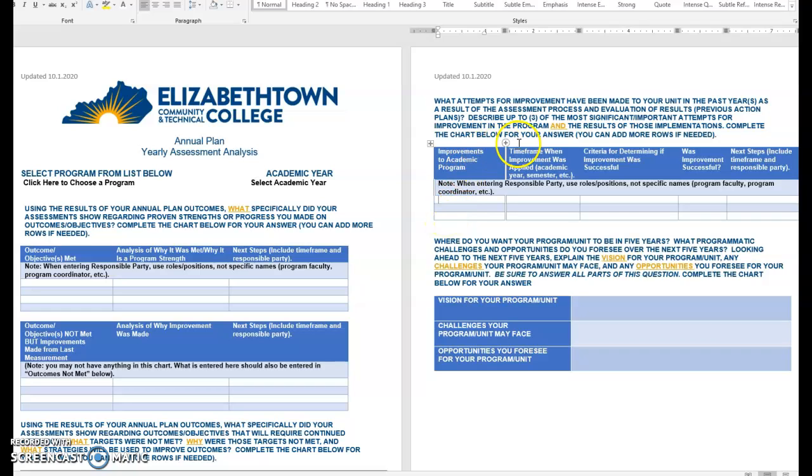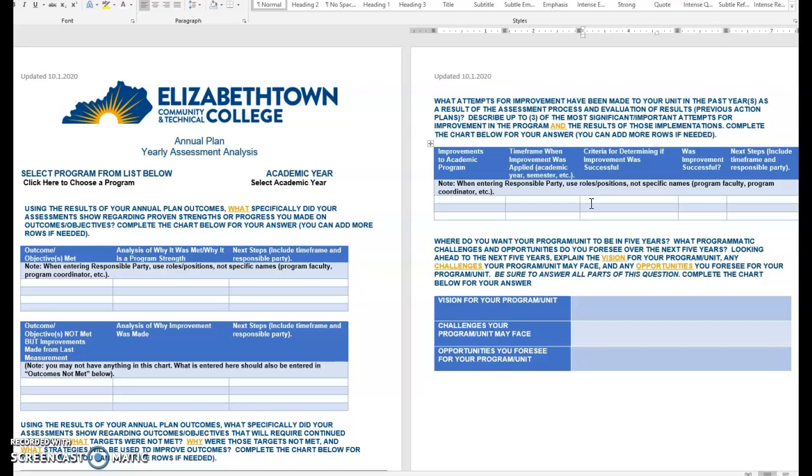I want you to describe up to the 3 most significant attempts for improvement that you have tried to make for your program. I want you to list them here. Then, when did you make that improvement attempt? Did you start in the fall of 2019? Whatever the time frame was when you applied that improvement strategy. What criteria did you set for determining if that improvement was going to be successful?